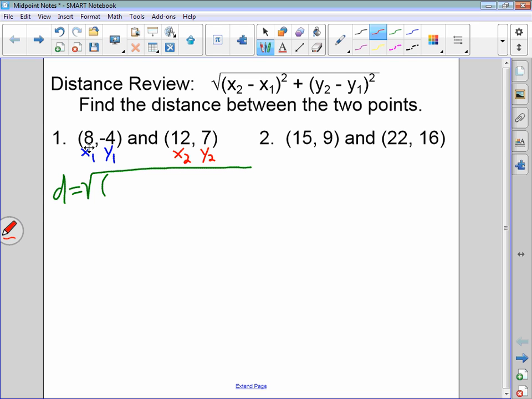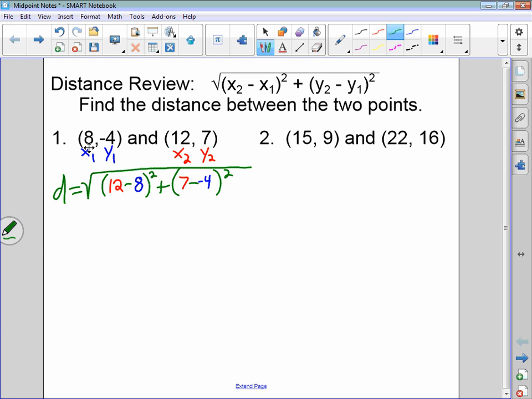x2, which is 12, minus x1, which is 8, squared, plus y2, which is 7, minus y1, which is -4. And that one is squared as well.